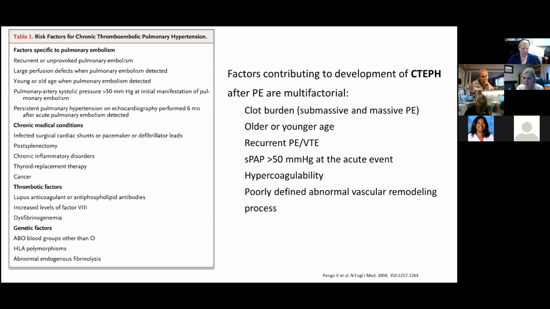So clot burden seems to have a very high correlation with development of CTEPH. So submassive or massive PE. If someone has significant pulmonary hypertension at the time of presentation with acute PE, so systolic pulmonary pressure more than 50, either extremes of age, either older or younger age, when you have recurrent PE or venous thromboembolic disease, and hypercoagulability.